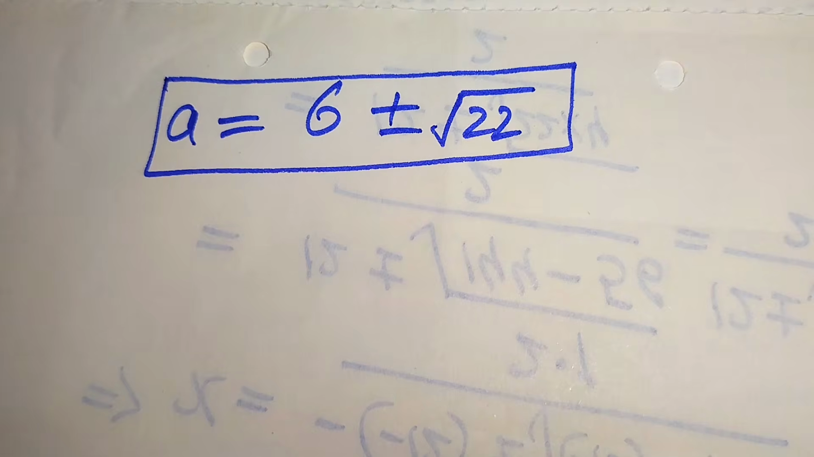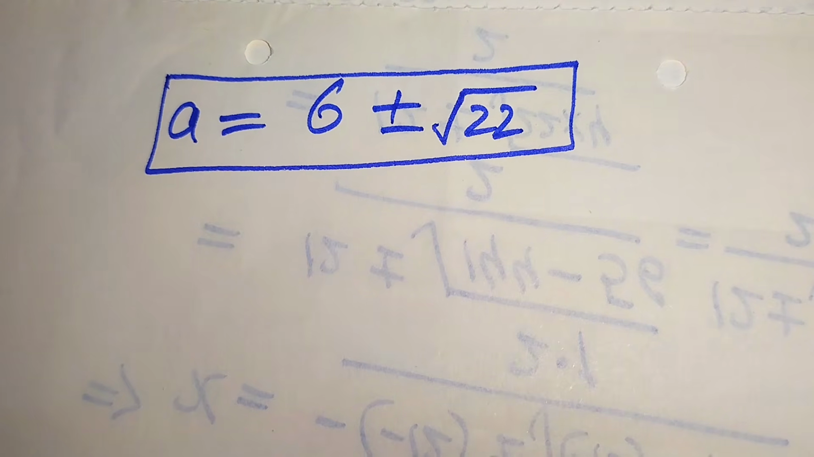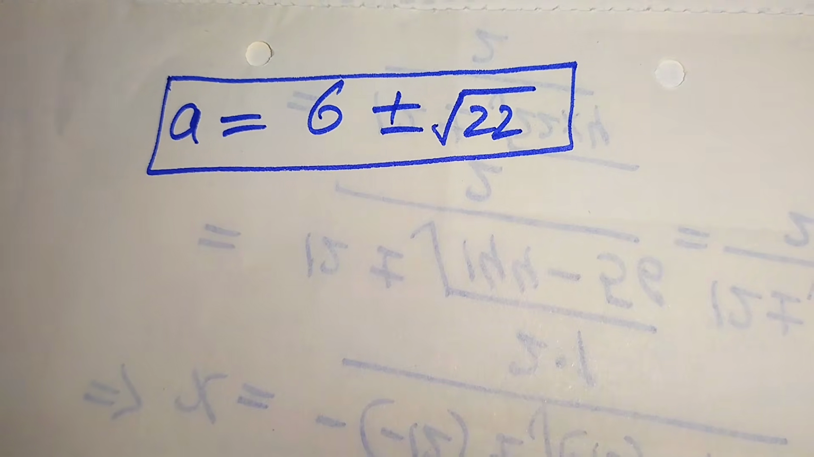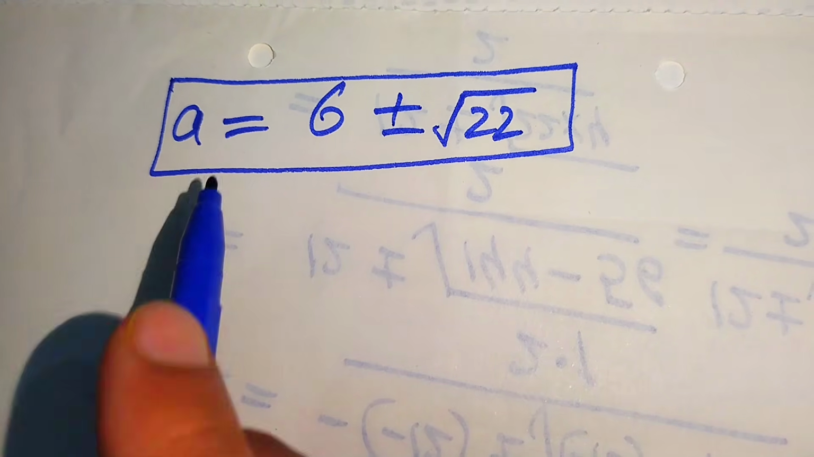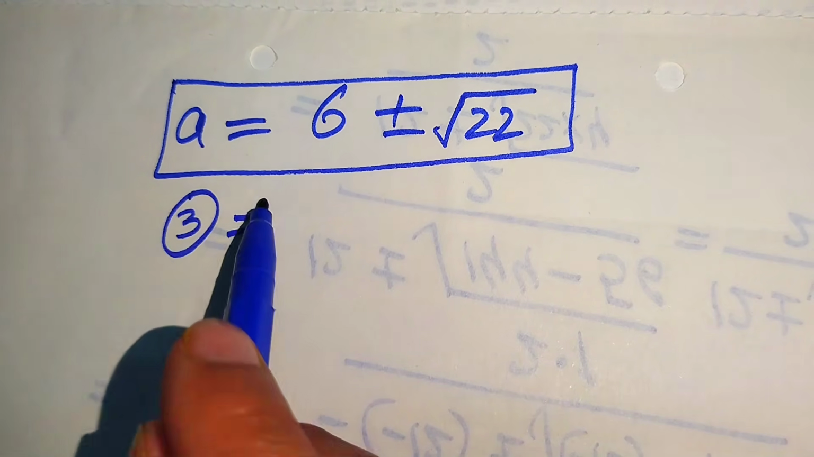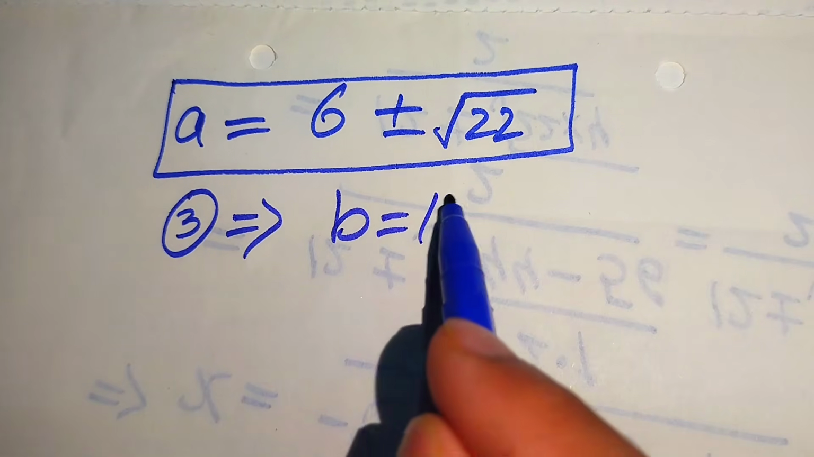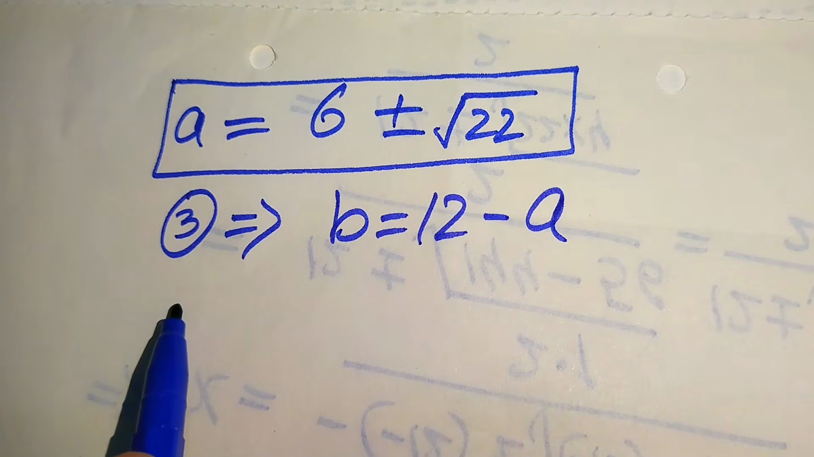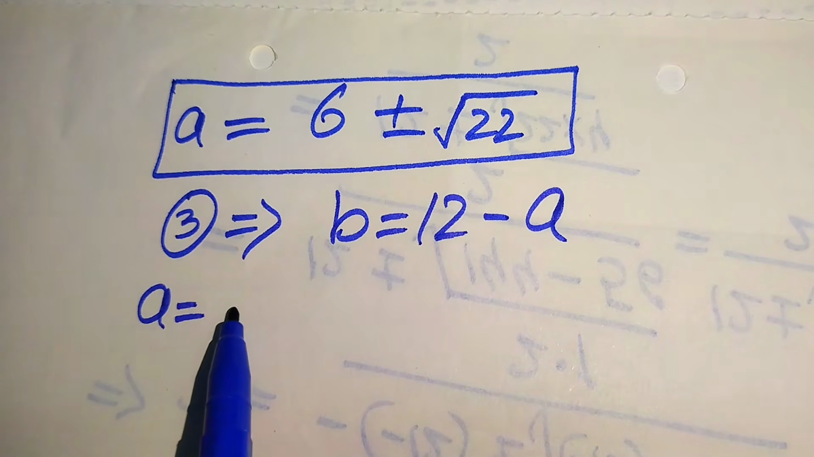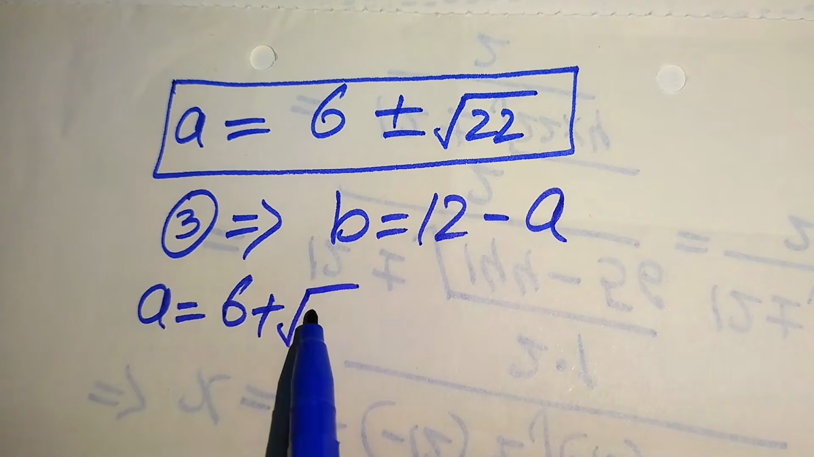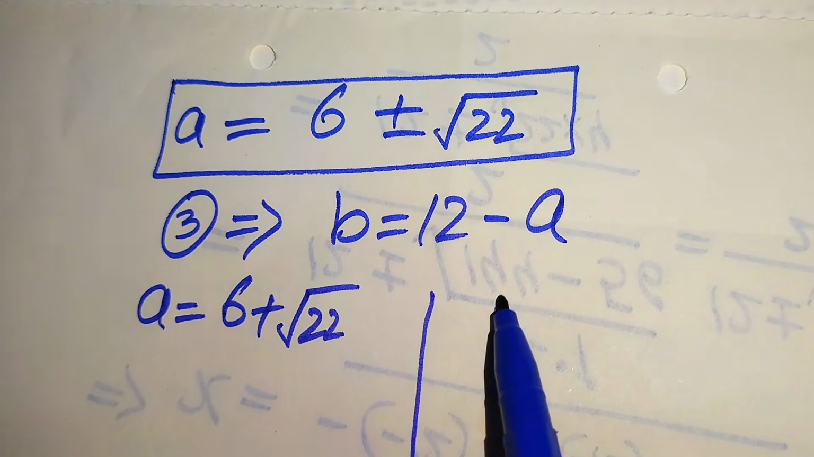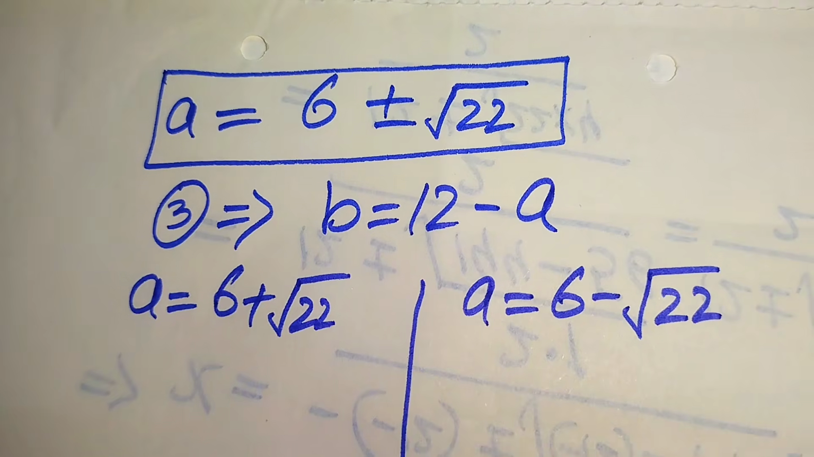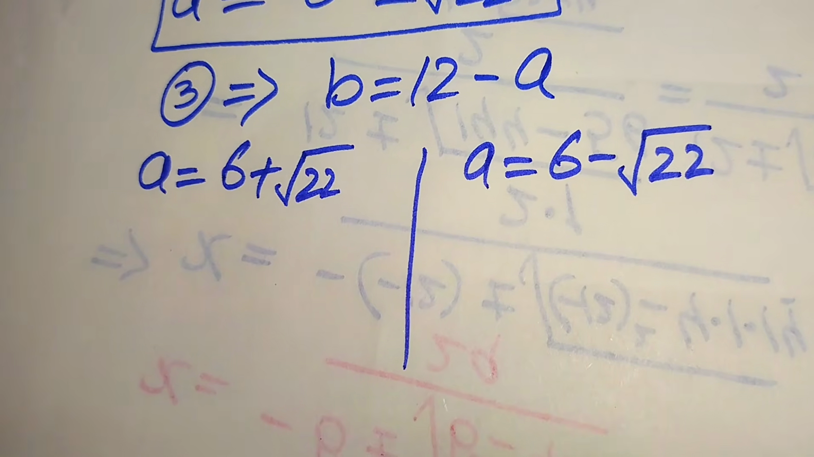Now from these two values of a we will get the corresponding values of b. First we need to copy down equation number 3 here, so that equation number 3 implies that b is equal to 12 minus a. So this is our equation number 3, and on this side we substitute the positive value of a, which is 6 plus square root of 22, and on this side we substitute the negative value of a, and it is 6 minus square root of 22.